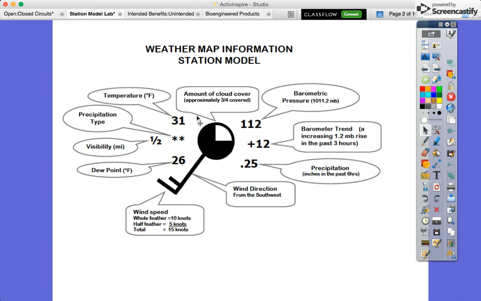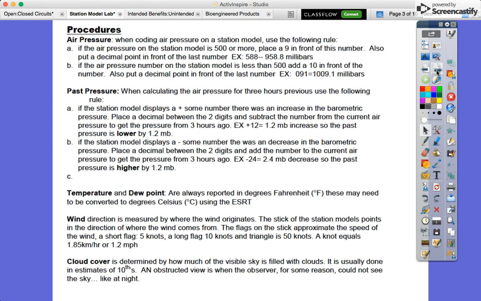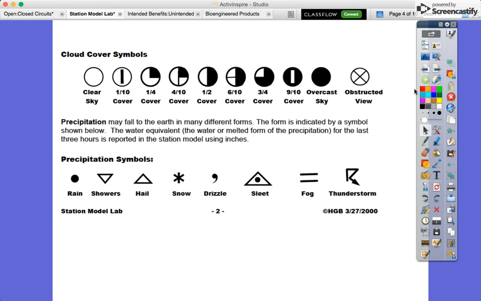The air temperature in degrees Fahrenheit is always shown in the top left-hand corner of the circle for the cloud cover. The dew point in degrees Fahrenheit is always shown in the bottom left-hand corner. Between those two temperatures is where you will find the symbols that represent the type of precipitation that is taking place. Here you see the symbol that is represented for snow.